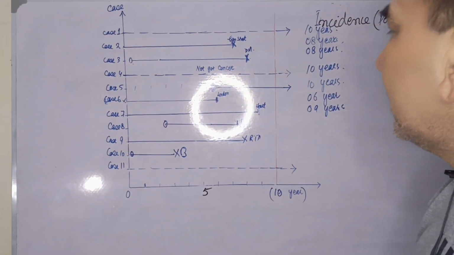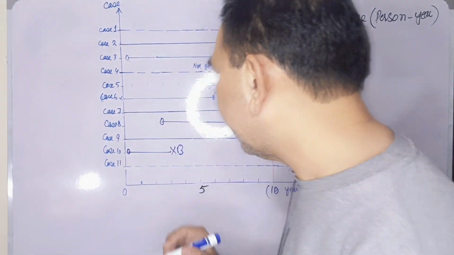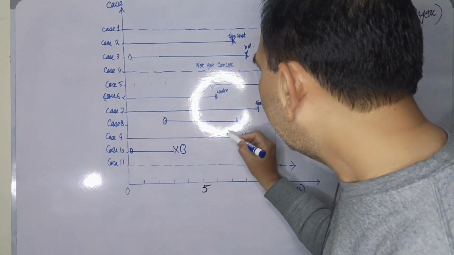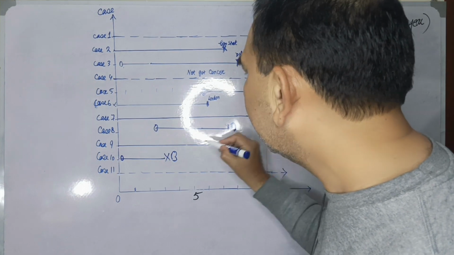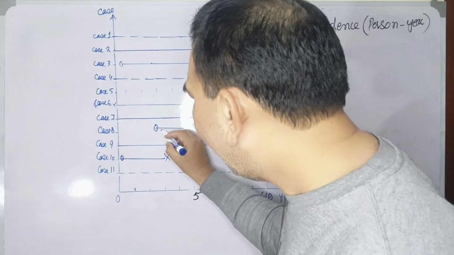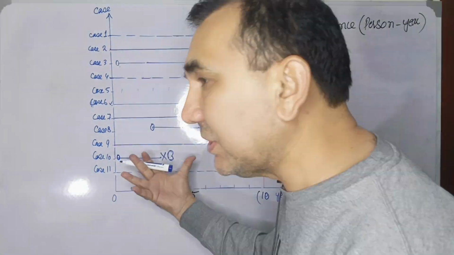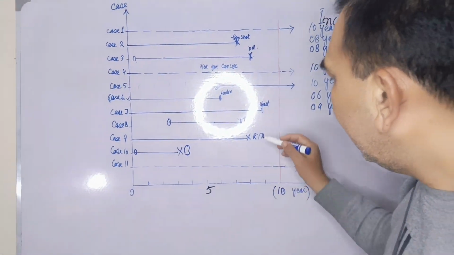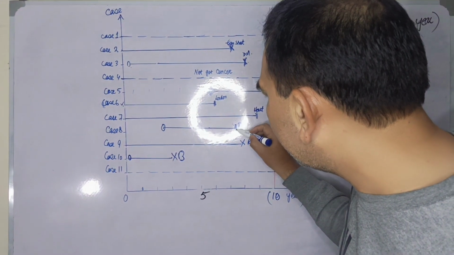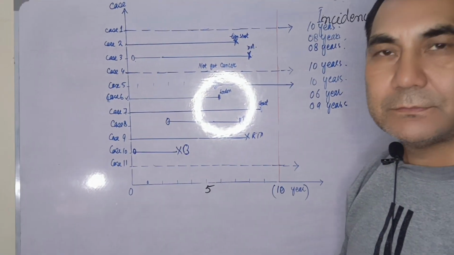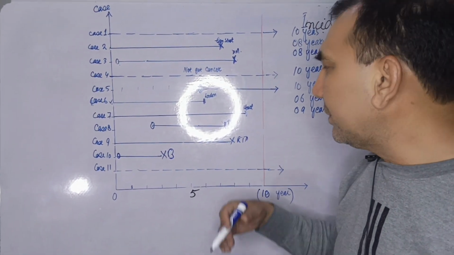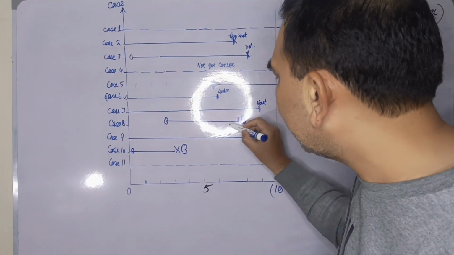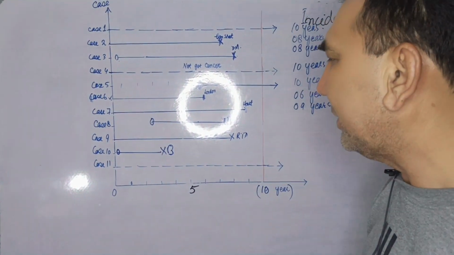Okay, now in case number 8, again, the disease has been onset in the 3rd year. When he has reached 7 years, he has died, maybe due to the drug reactions. Okay, due to the drug reaction, he has died in the 7 years.